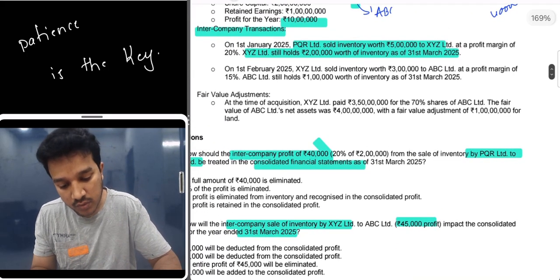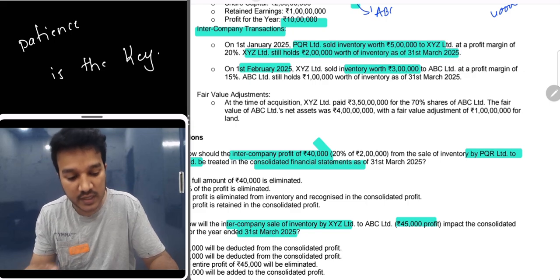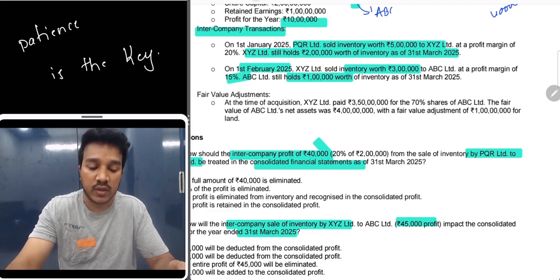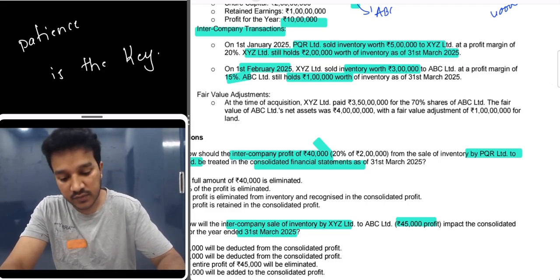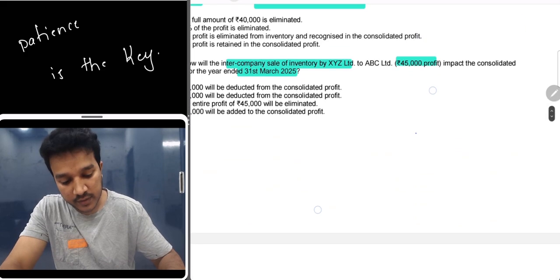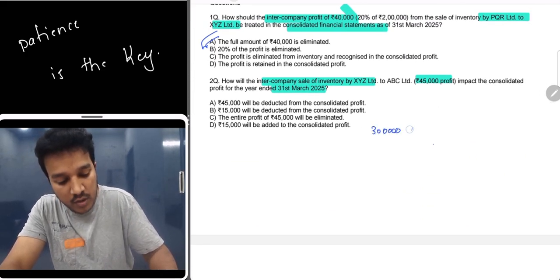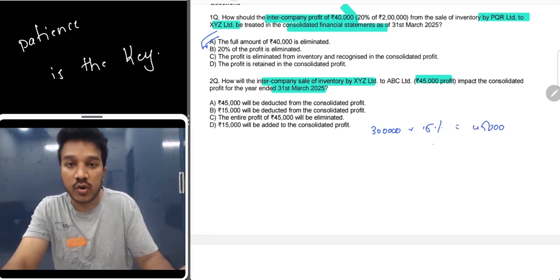Okay, let's see. On 1st February 2025, XYZ Limited sold inventory worth rupees 3 lakhs to ABC Limited at a profit margin of 15%. ABC Limited still holds 1 lakh worth of inventory. Now we will try to understand. Out of 3 lakhs, if you take 15% as profit, 45,000 will be the overall profit.